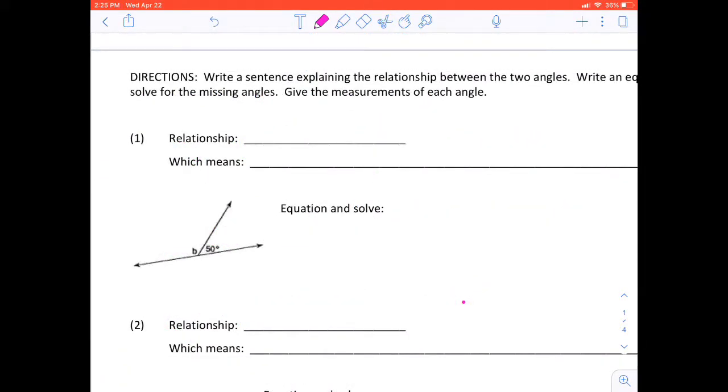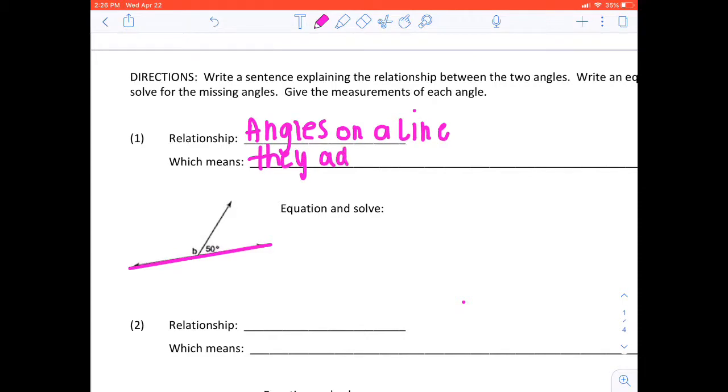All right, so let's talk about identifying different relationships, what that means, and then we're going to set up an equation to solve for that missing angle. So in this first one, you can see that these two angles here, they form a straight line. So those are called angles on a line. This means that they add up to 180 degrees. Now on that line, you're always going to have that they either add up to 180, they add up to 360, they add up to 90, or they're equal to each other.